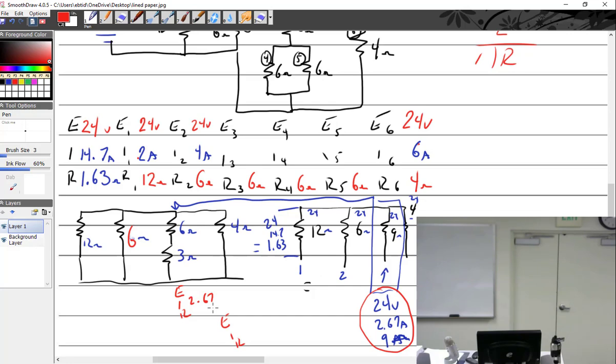Okay, so this is R1, R2, let's do that, R1, R2, R3, R4, R5, R6. But you should be able to get this. I'll put the total here. All right, E, I, and R.